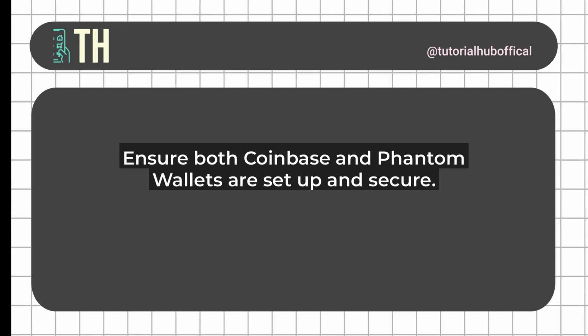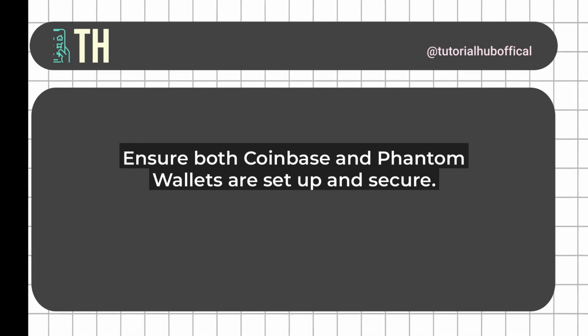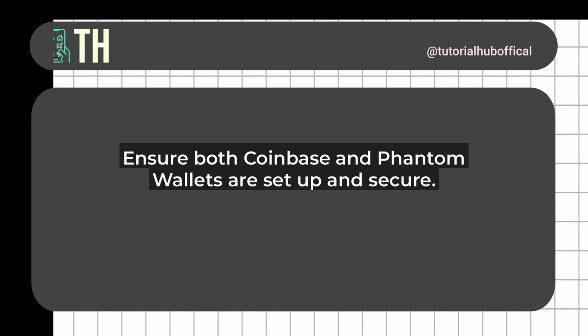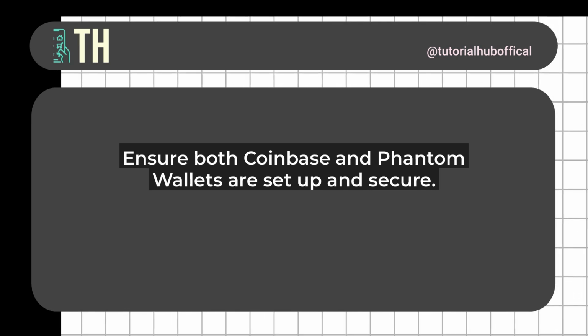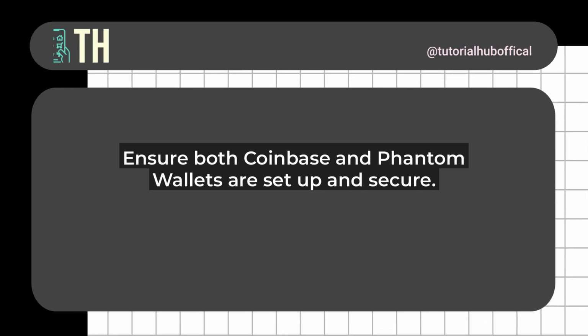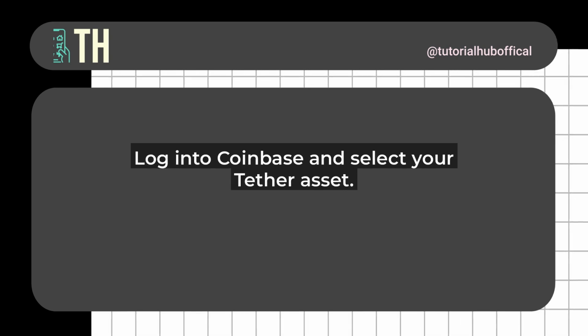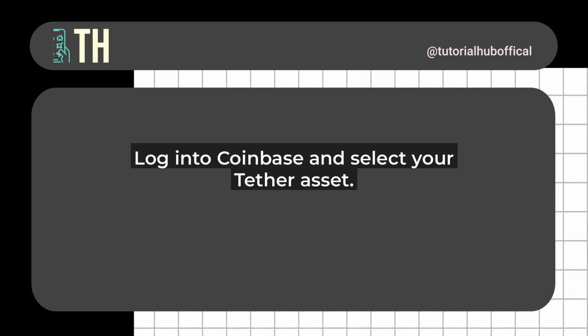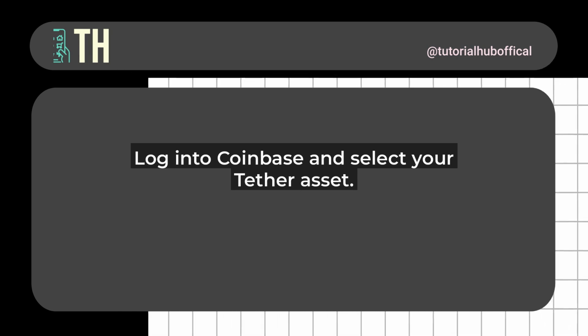Let's get started. First things first, make sure you have both wallets set up. You'll need a Coinbase account with Tether in it and Phantom Wallet installed on your device. If you haven't already, download Phantom from the App Store or their official website and create or import your wallet. Security is key, so enable two-factor authentication on both platforms to protect your funds.